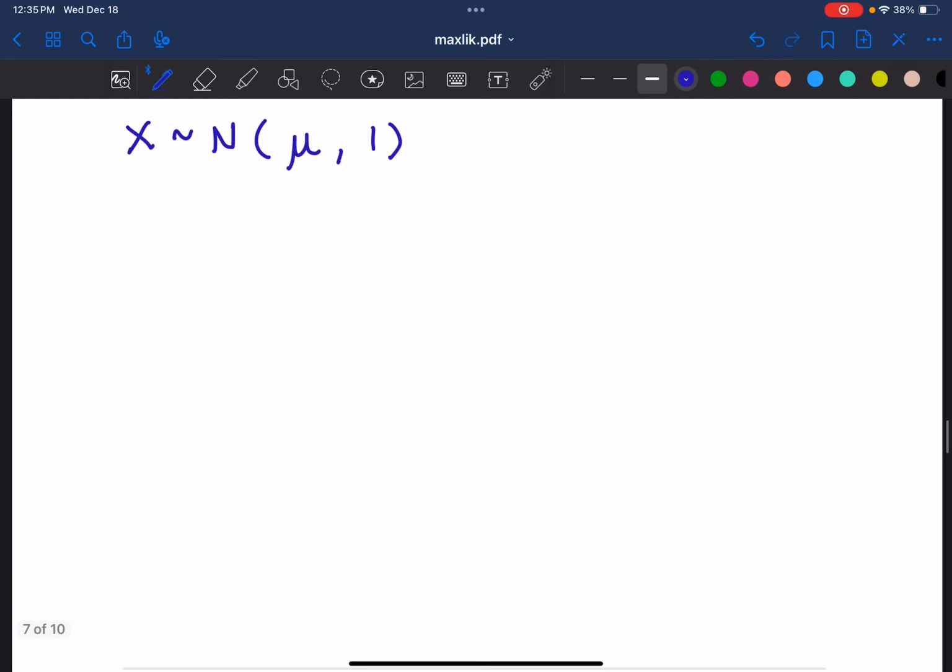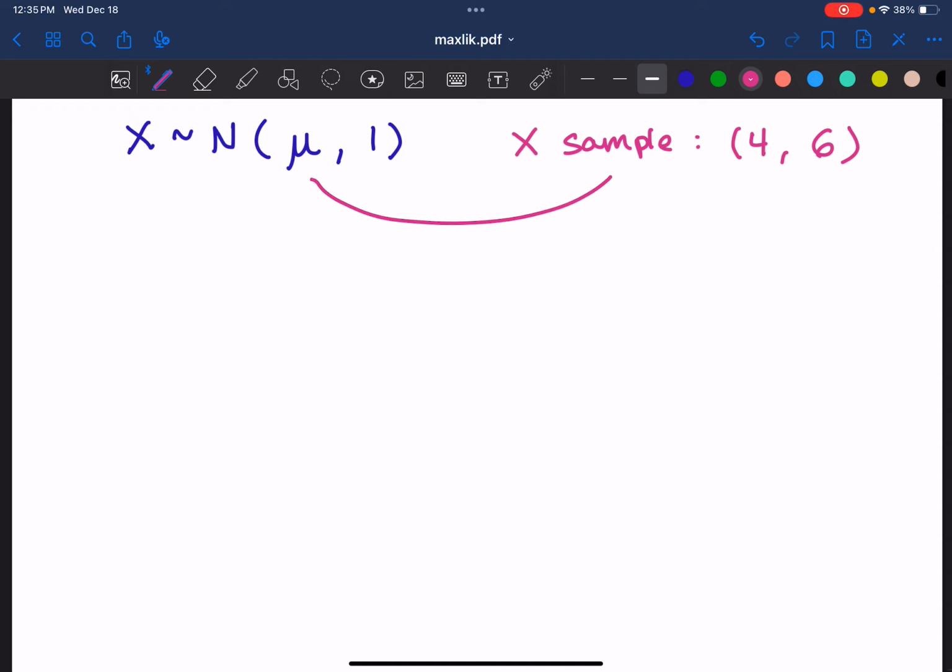We want to take a sample of x, say the sample is 4. First it turned out to be 4, and then we rolled the dice again, and it turned out to be 6. We want to use this sample to estimate mu. The method that we're going to use is the method of maximum likelihood.